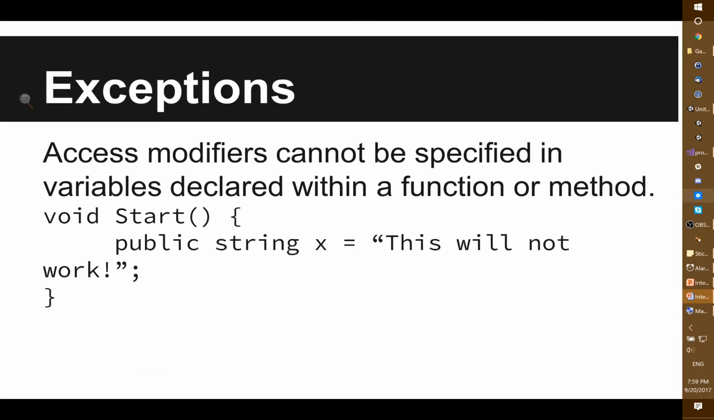Access modifiers: you do not need to define access modifiers within a function itself, because there's no reason to. If it exists within the function itself, then it only exists within the two brackets, and so there's really no reason to do that. The compiler will complain anyway, saying, what are you doing? There's no reason to do this.